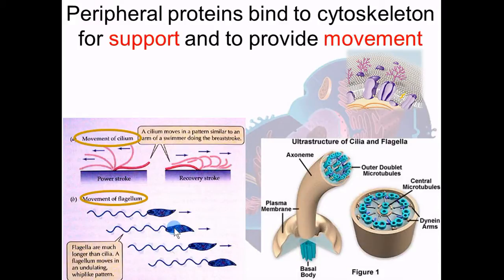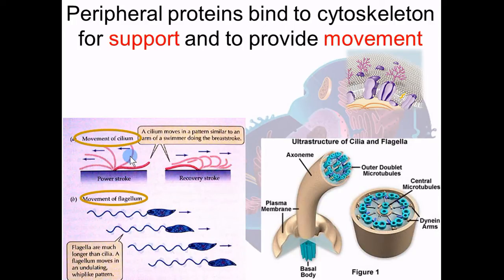Okay. So peripheral proteins bind to the cytoskeleton. They bind on the inside to the skeletal structure on the inside. It's almost like holding your muscles onto your skeleton. And these proteins bind the skeleton and hold things in place. So the cytoskeleton is really important for things like support, giving shape to the cell, or movement.